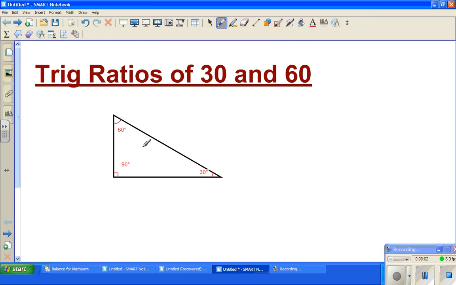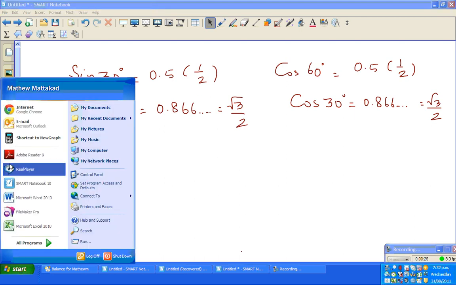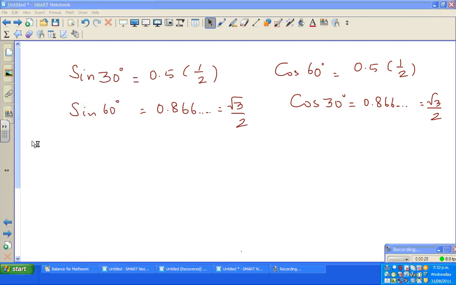In this video, I'm going to show you the trig ratios of 30 degree and 60 degree. So what do I mean by that? On your calculator, if you have an electronic calculator, and if the calculator is set in degrees, if you type in sine 30, you'll get 0.5, which is half. So I'll show you on a calculator how it looks.